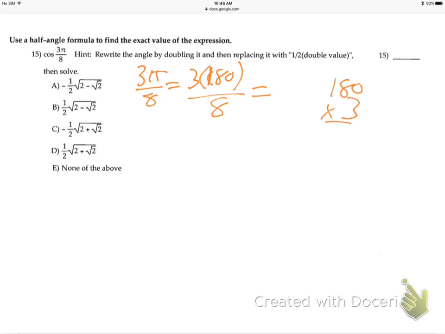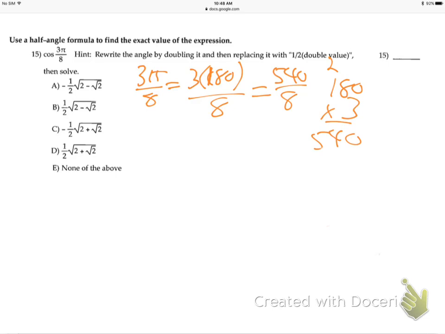3 times 180, 0, 24, 540. And then I can divide that by 8. 8, I don't remember. 7, 6. 6 times 8 is 48. What does that leave? 60. Wait, I'm not reducing this thing very well. Here, let me go back. Let me not do it that way. 180 goes into 8. 10 times. So it's 540 over 8, and then I got to reduce that thing.